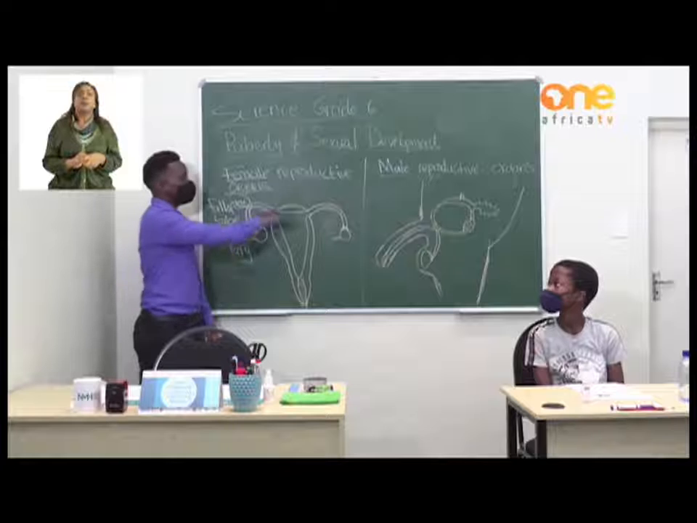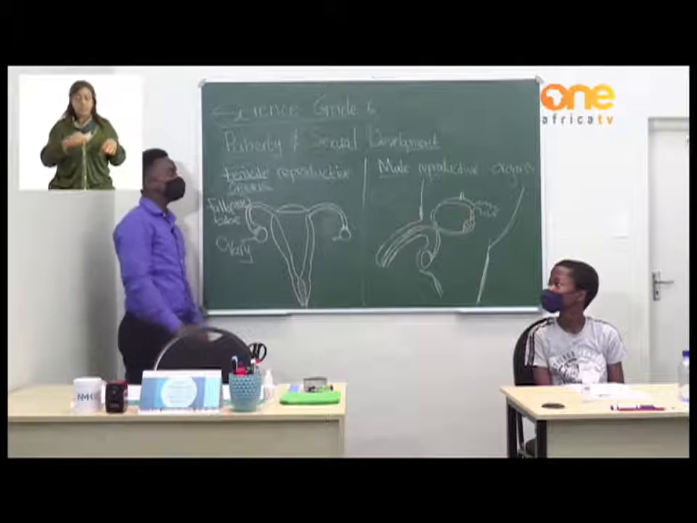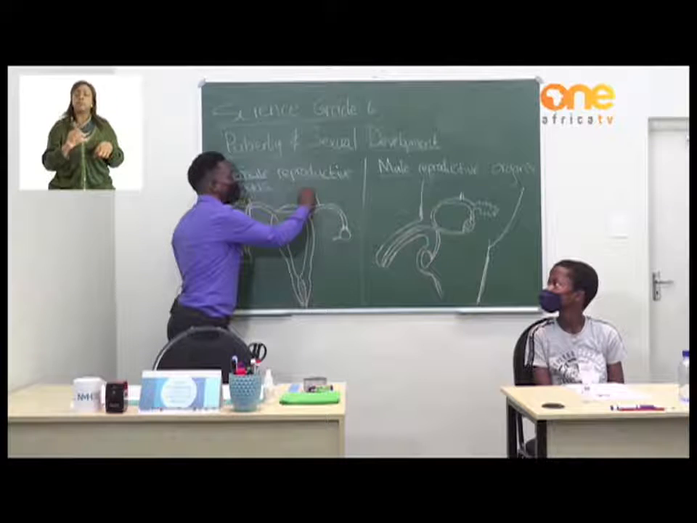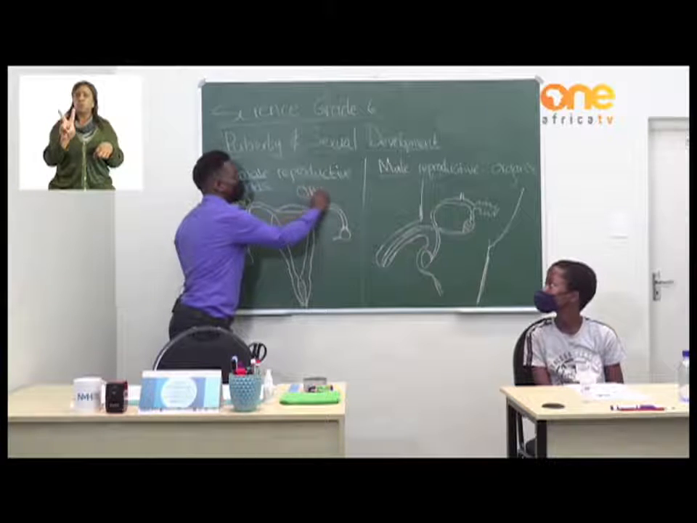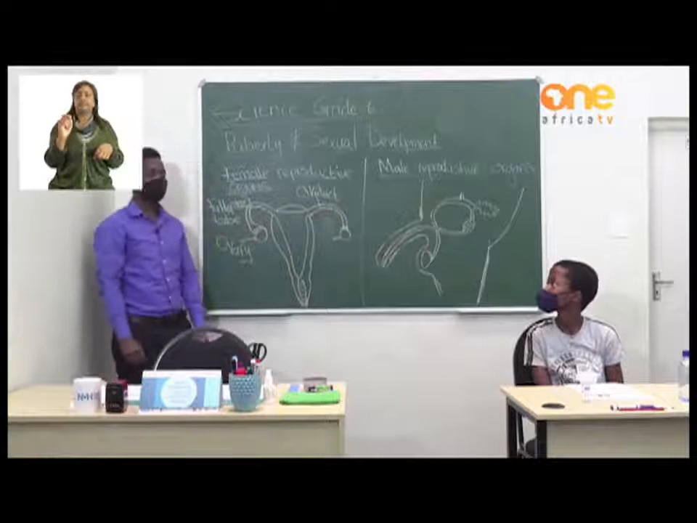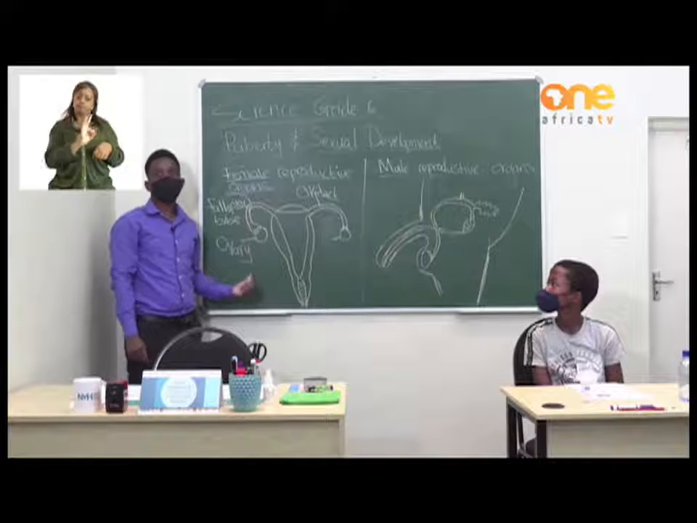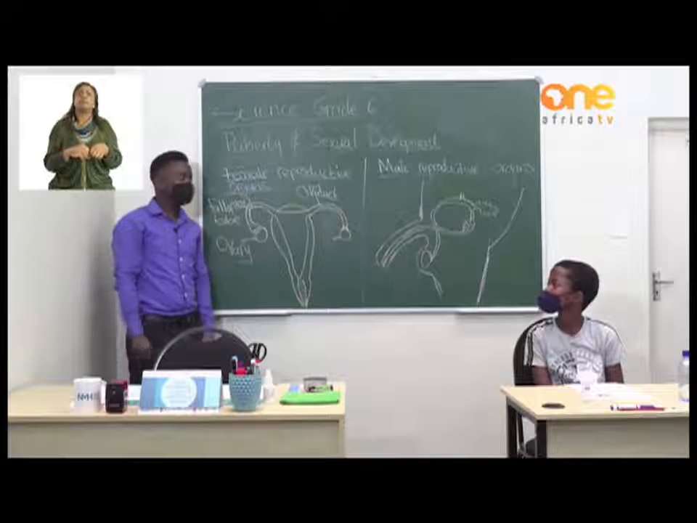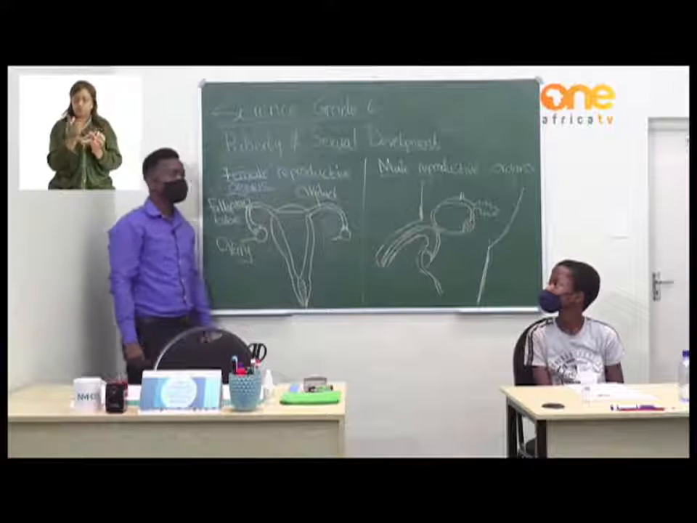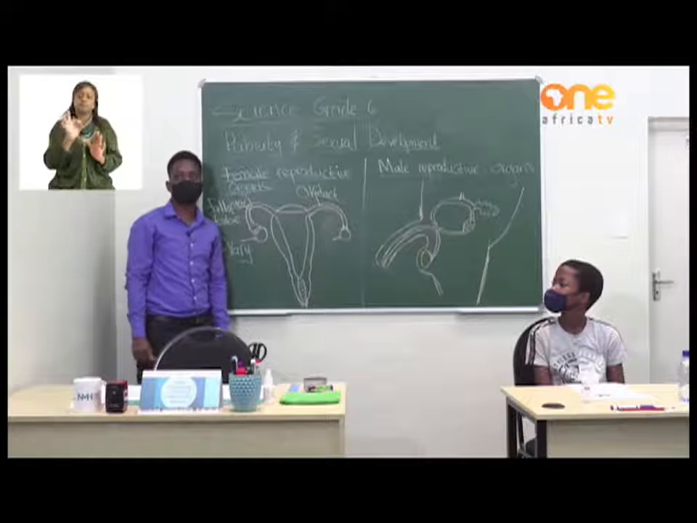And there are also two sets on this. Another name for the fallopian tube is the oviduct. Do not worry if you cannot see the words very well. You can just turn to your book on page 19 and you will be able to see the structures there.